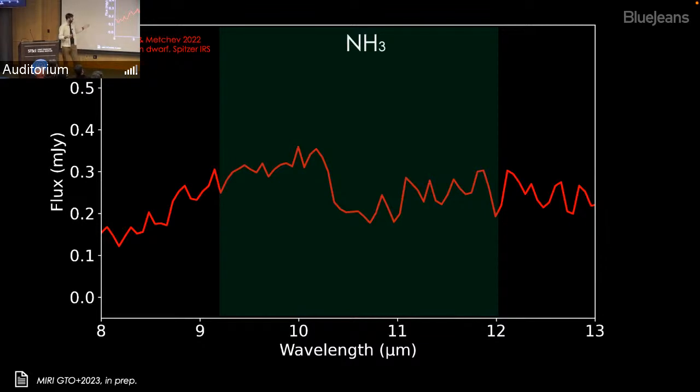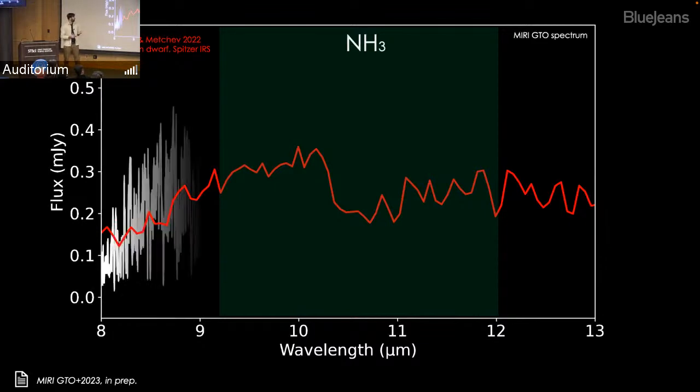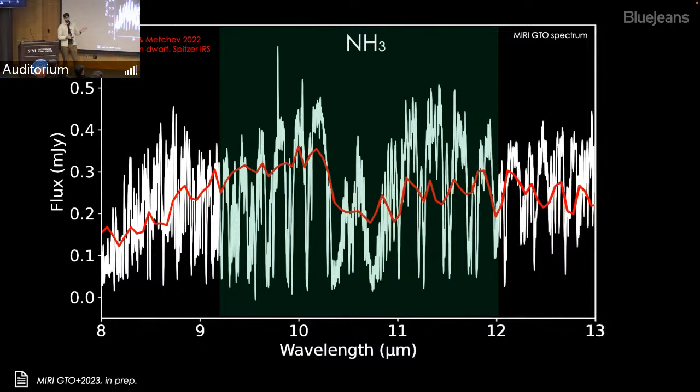And now I'm going to show what we get with MIRI. And this is the ammonia feature we get with MIRI. This is really orders of magnitude improvement in what we can do to characterize in detail this molecular absorption band. And this is not noise. I was actually coming from 6 months of commissioning.